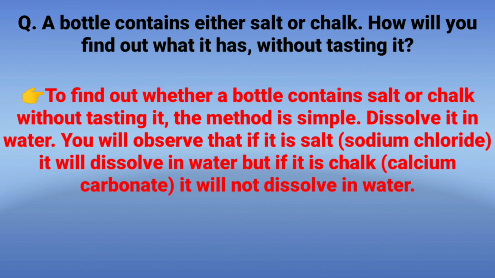Now the next question. A bottle contains either salt or chalk. How will you find out what it has without tasting it? So, to find out whether a bottle contains salt or chalk, the method is very simple. Dissolve it in water. You will observe that if it is salt, suppose sodium chloride, it will dissolve in water. But if it is chalk powder, suppose calcium carbonate, it will not dissolve in water.